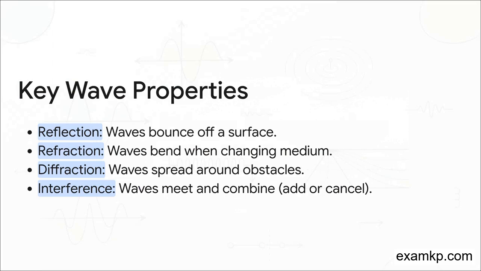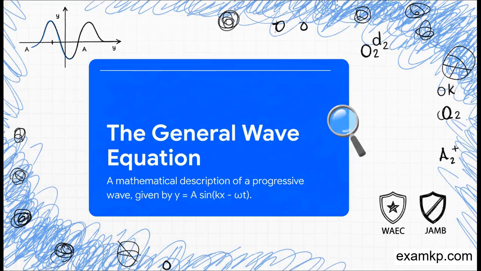Now, I want you to look at this general equation. I know, it looks a bit intimidating with all the letters and funny symbols, but please don't let it scare you. This equation is your secret weapon for WAEC and JAMB theory questions. Y is just the position, A is the amplitude, and those two symbols, K and that W, which we call omega, they are the keys that will unlock the wavelength and frequency for us, as you're about to see.